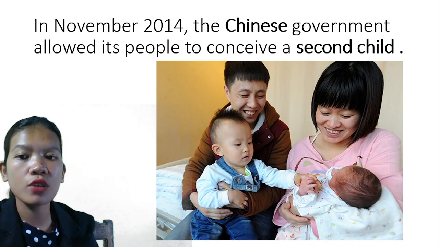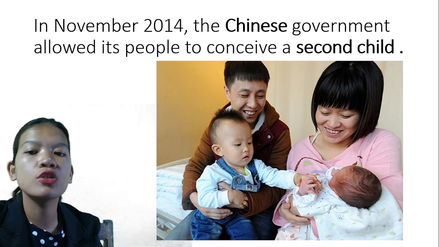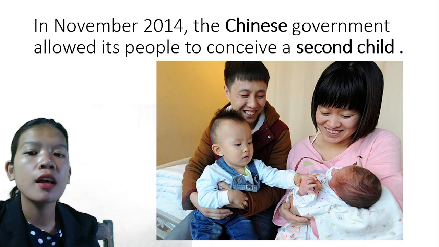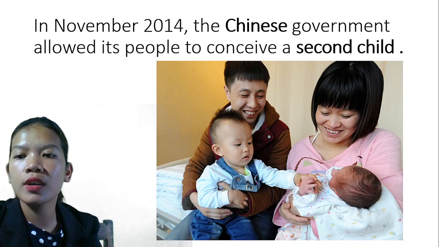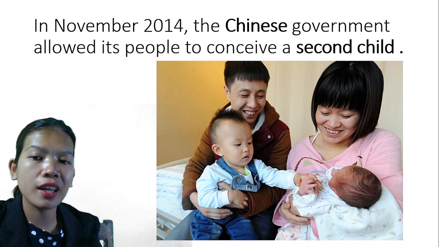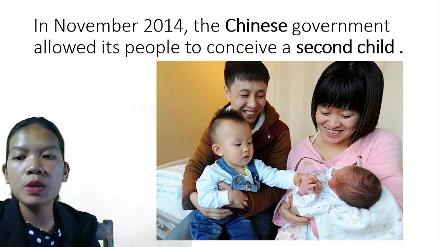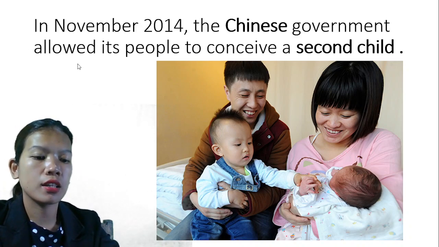However, in 2016, the Chinese government finally allowed two children per couple, a policy change that did little to arrest the rapid fall in population growth. So the Chinese government allowed its people to conceive a second child under the supervision of government regulation.